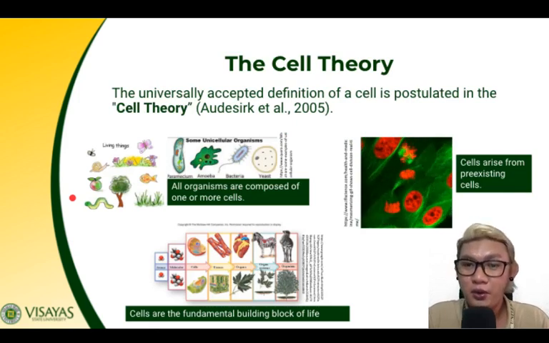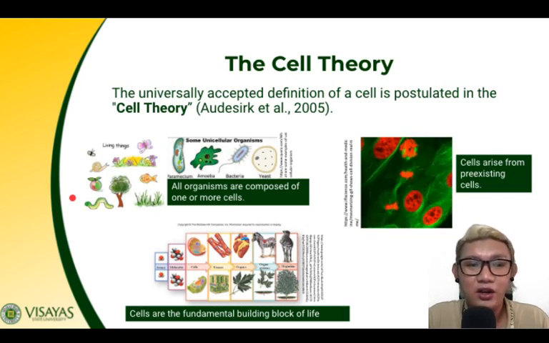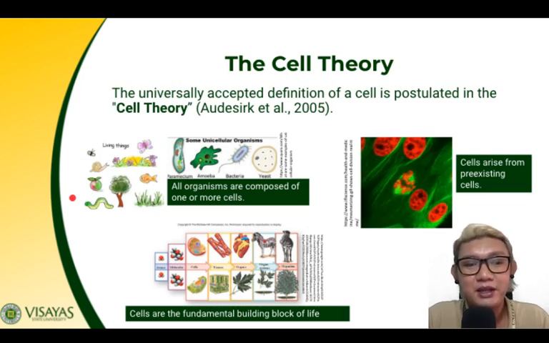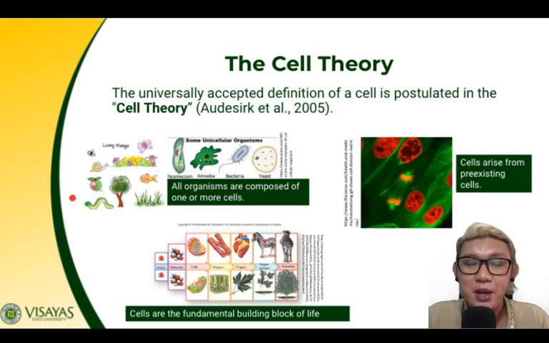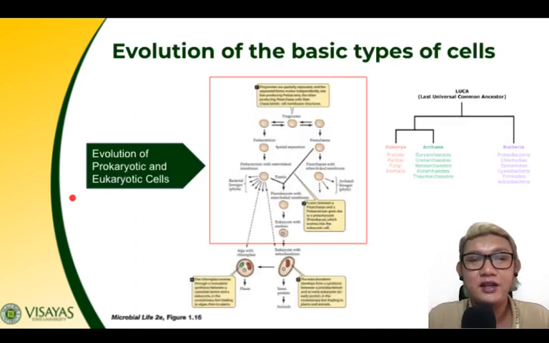And you already know about the cell theory, just a brief review. The cell theory states that all organisms are composed of one or more cells. Cells are the fundamental building blocks of life, and cells arise from pre-existing cells. We know that the modern types of cells evolved from the last universal common ancestor, as proposed by Wolfram Zillig, and the evolution of this basic type of cells followed this.